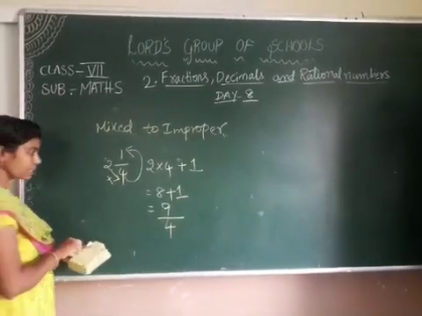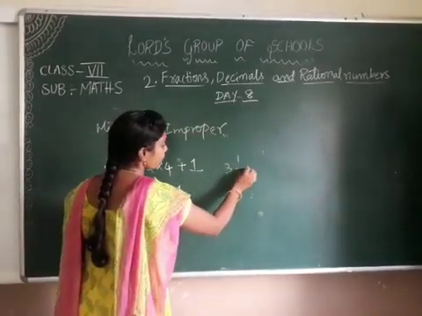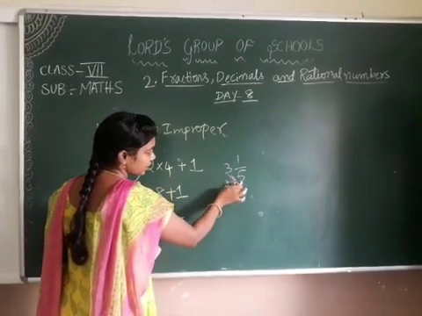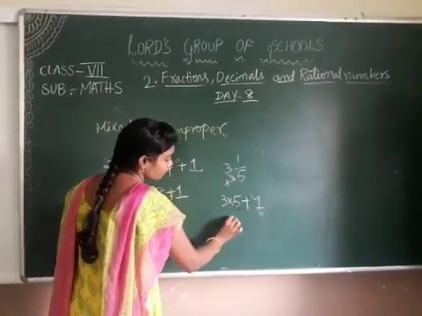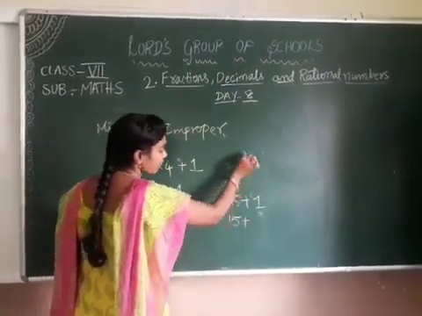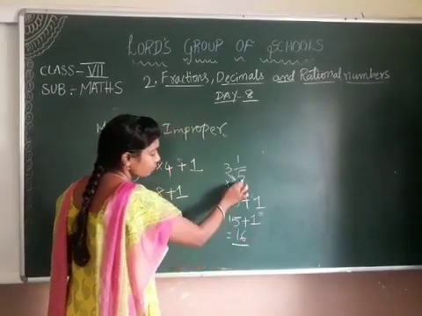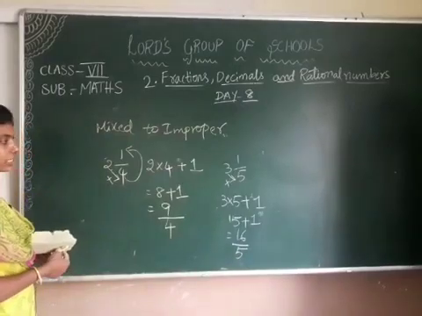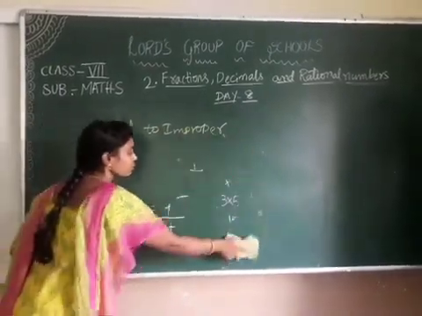One more example. 3 1 by 5. Here we should do multiplication. 3 5s are 15. 3 into 5 is 15, plus numerator 1, 16, over whatever the denominator is, 16 by 5.